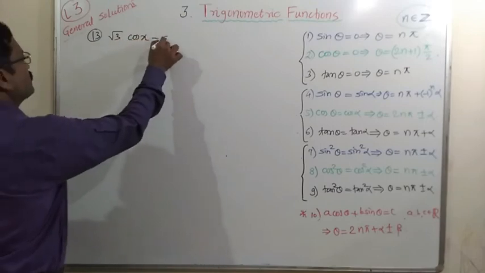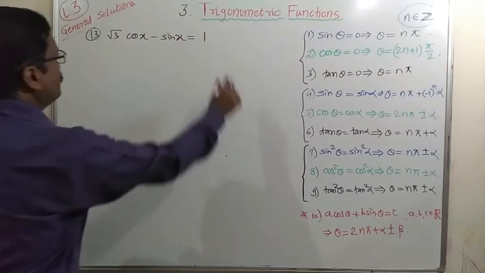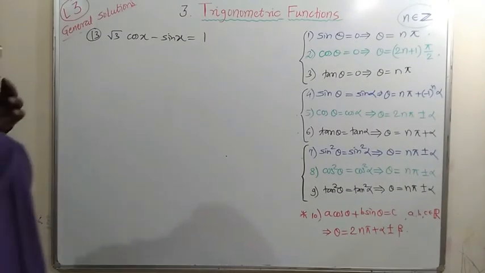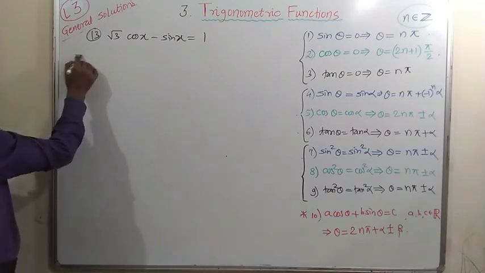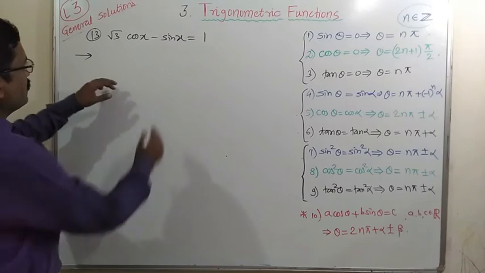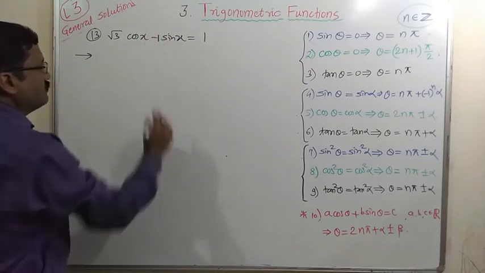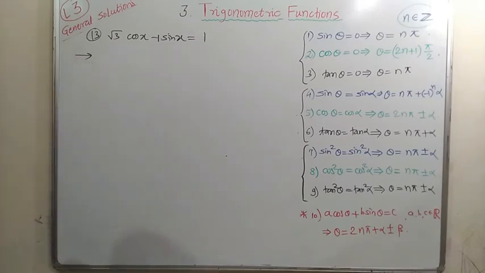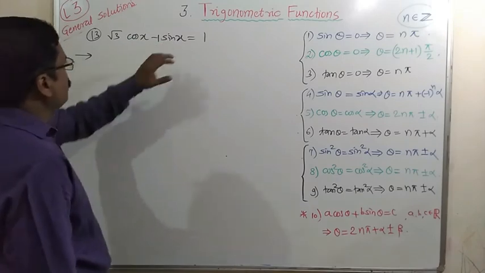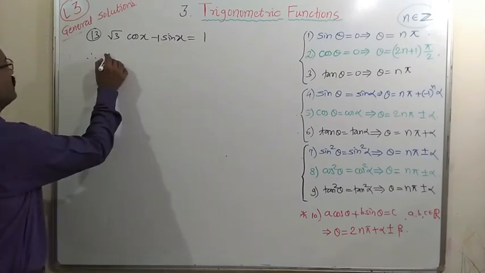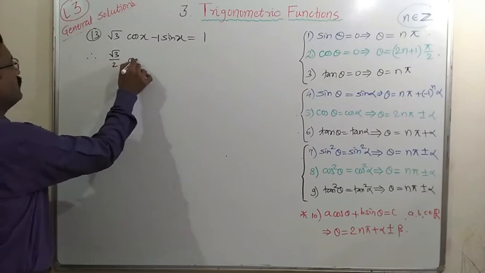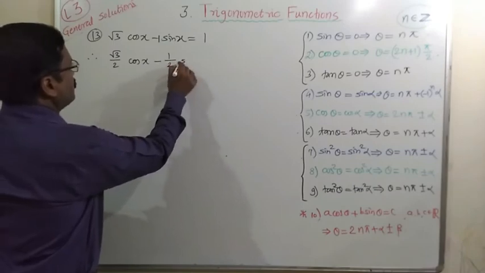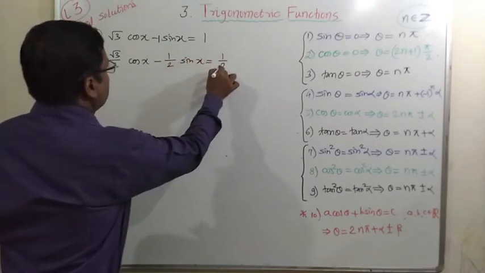Root 3 cos x minus sin x equal to 1. Okay, this is a different type of example. Here the coefficient of sin x is 1. So if you divide each term of this equation by 2, then this can be written as root 3 upon 2 into cos x minus 1 upon 2 into sin x equal to half.